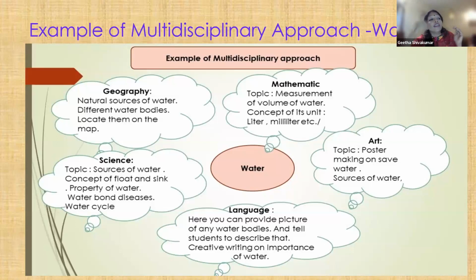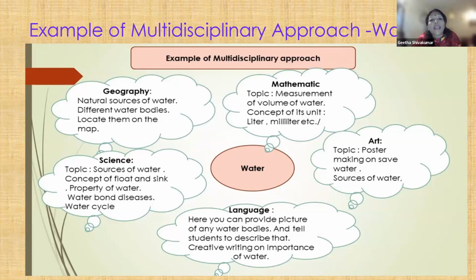Okay, so as an English teacher, I can judge their creative writing or analytical skills. Grade 10 students have analytical skill, so those things I can write on. Then science: the concept of float and sink, properties of water, waterborne diseases, the water cycle. So this is how I can connect.